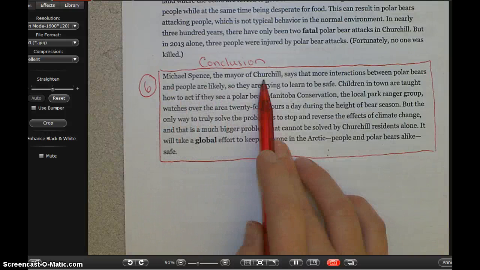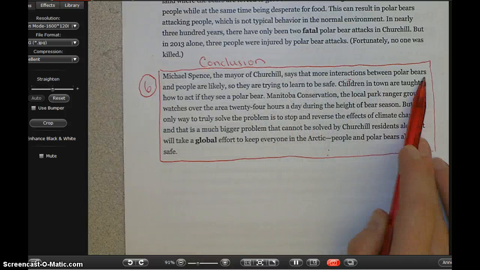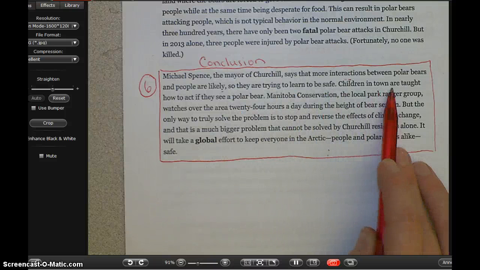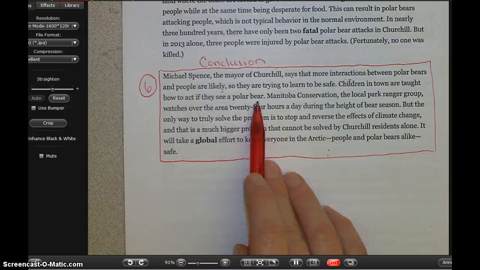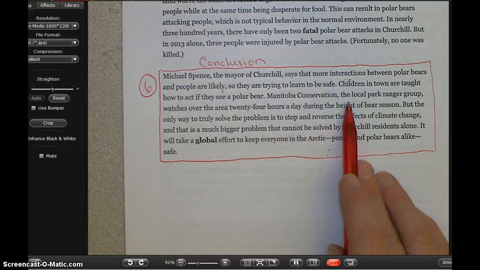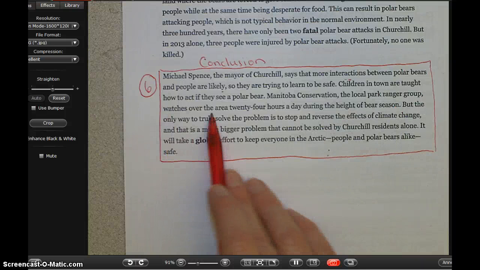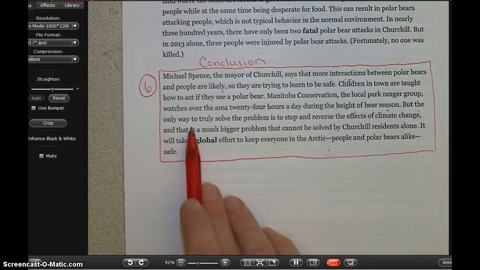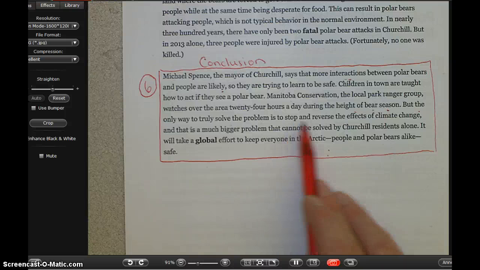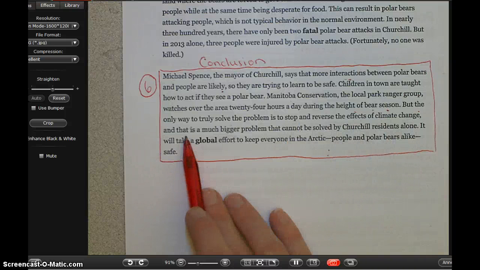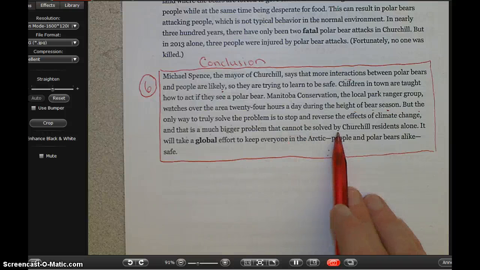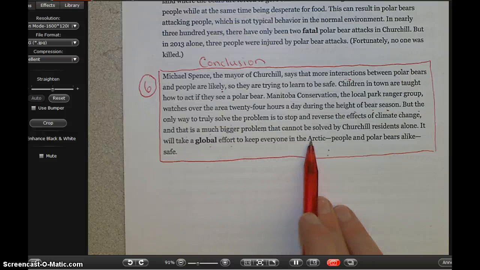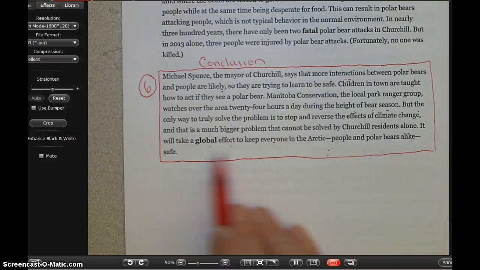Michael Spence, the mayor of Churchill, says that more interactions between polar bears and people are likely, so they're trying to learn to be safe. Children in towns are taught how to act if they see a polar bear. Manitoba Conservation, the local park ranger group, watches over the area 24 hours a day during the height of bear season. But the only way to truly solve the problem is to stop and reverse the effects of climate change. And that is a much bigger problem that cannot be solved by Churchill residents alone. It will take a global effort to keep everyone in the Arctic, people and polar bears alike, safe.